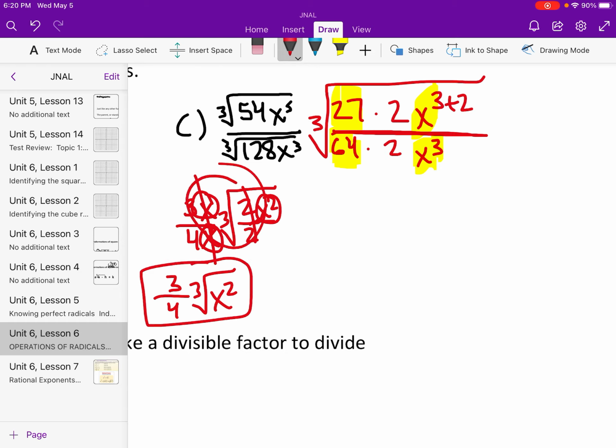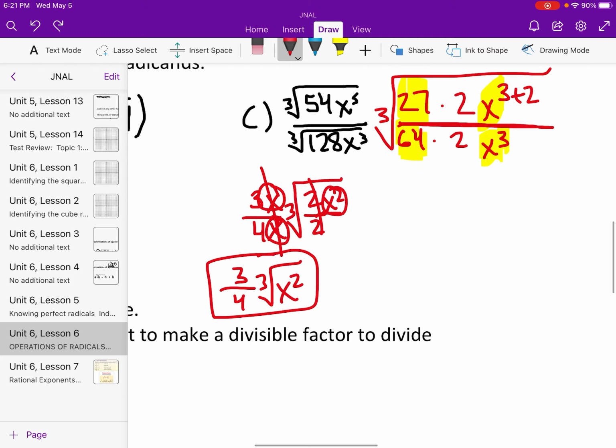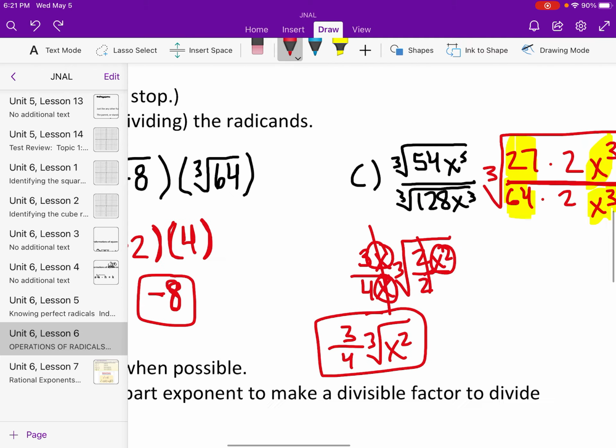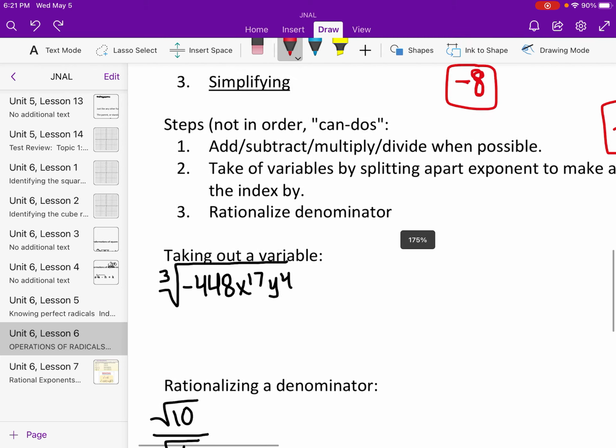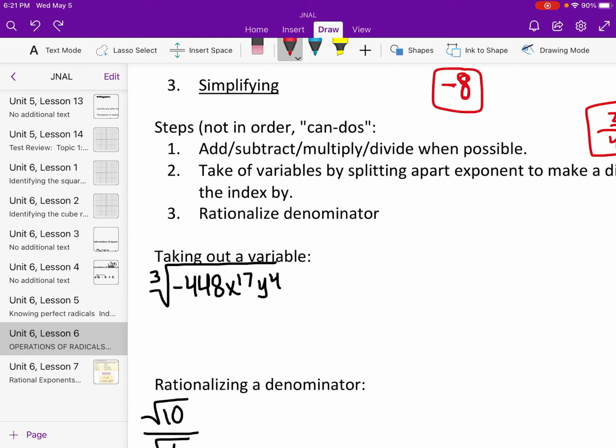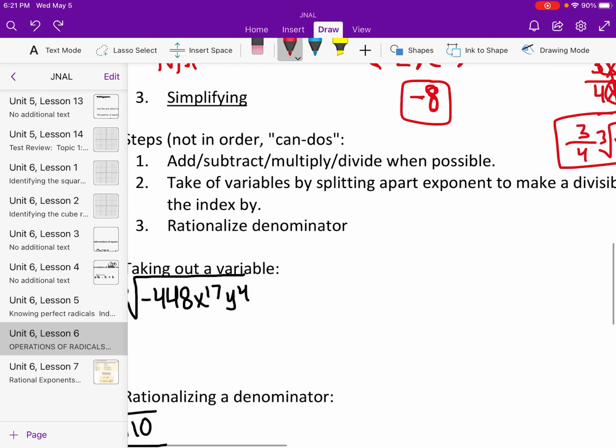These cancel out because anything that's the same on the numerator or denominator, you can do that. Okay, that's multiplying and dividing. Now simplifying, which that pretty much was simplifying. But just to reiterate, these steps are not really in order, they're just the can-dos, and there's not necessarily rules for this. These are just things you can do, they're not really steps.